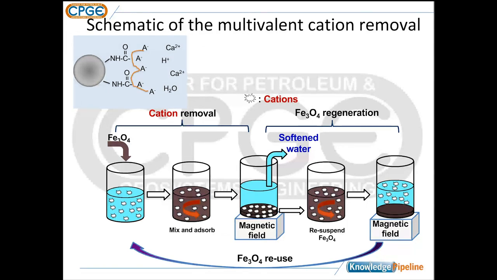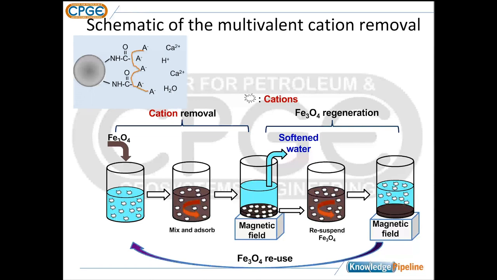And the same principle can be utilized to remove multivalent cations from either produced water or water to be injected for EOR applications. That is the conversion of hard brine to soft brine, which is also quite important for many oil field applications. In this case, to attach the positively charged, multivalent calcium ions, the surface charge of the magnetic nanoparticle is now negative.